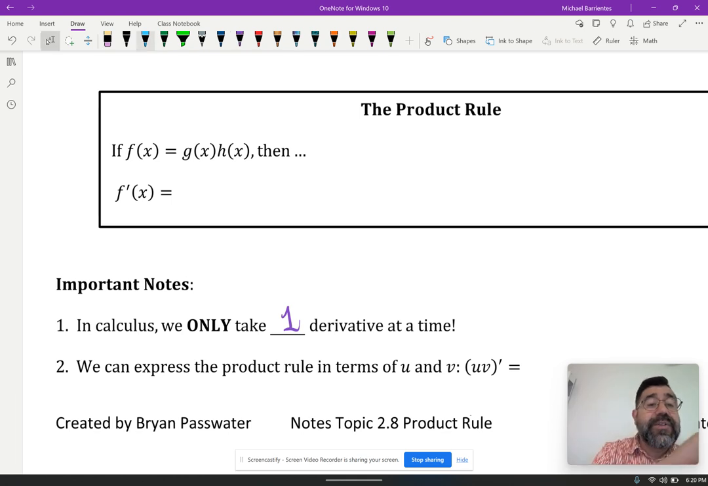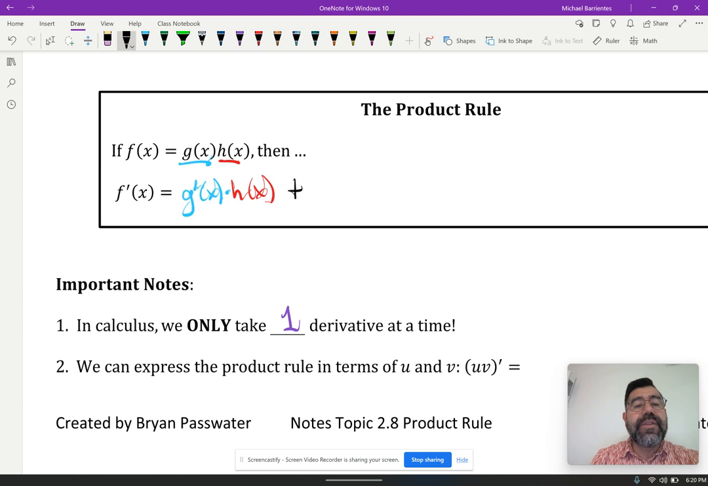If I'm multiplying two functions, and I'm going to underline them in blue and in red, if we're taking the derivative of two functions, we take the derivative of the first, and we multiply it times the original second function. And then we add the derivative of the second function multiplied times the first function. So the product rule says, if I have two functions that are being multiplied, take the derivative of the first times the second function plus the derivative of the second times the first.